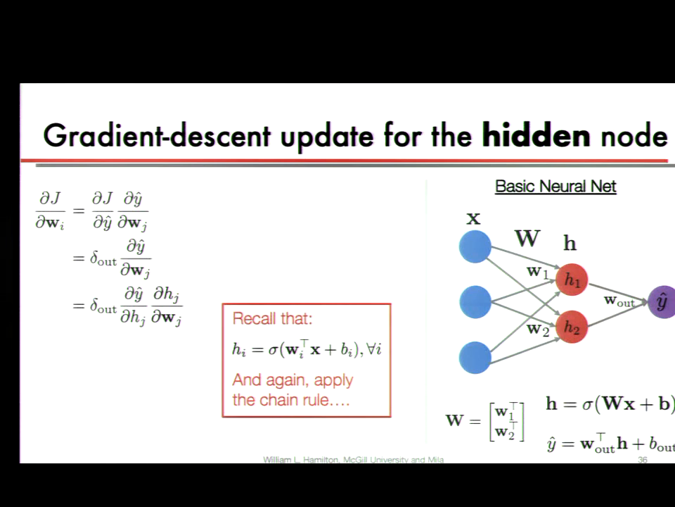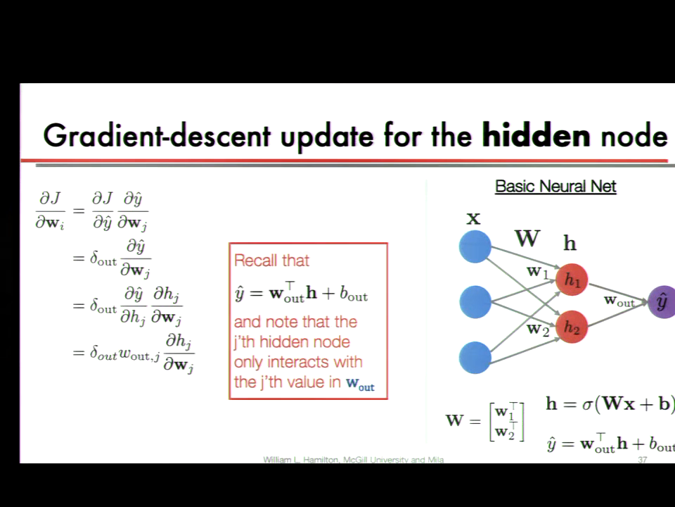And again, recall that this hidden output, h_i, is just a logistic or a sigmoid function of our inputs, right? This is just linear in here, and then we have this sigmoid on top. So up until this point, we're applying the chain rule, but what we end up with down here is very, very close to gradient descent for logistic regression. We're just doing this within a slightly more complicated setting.